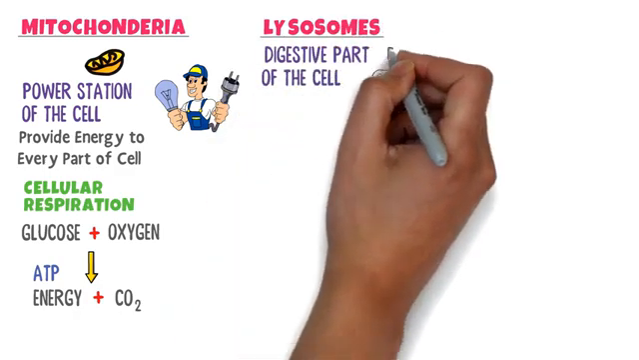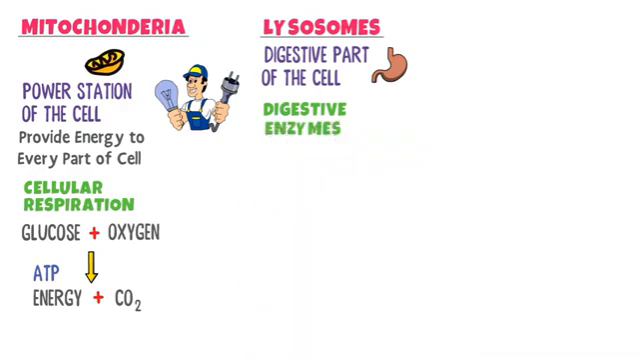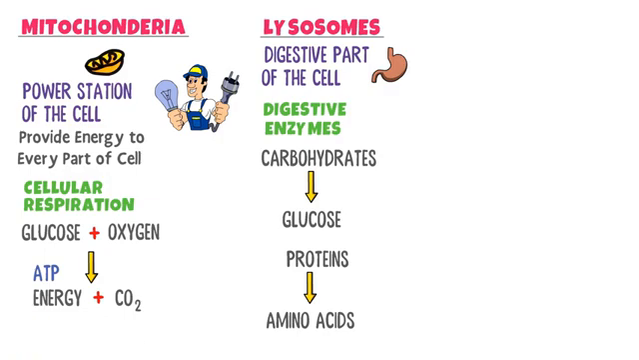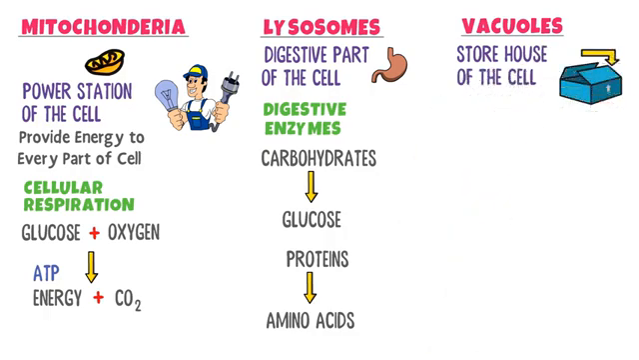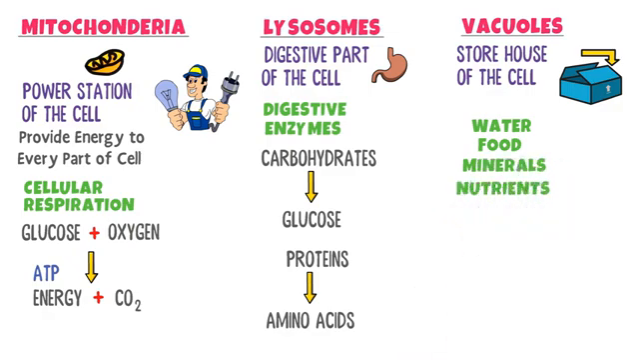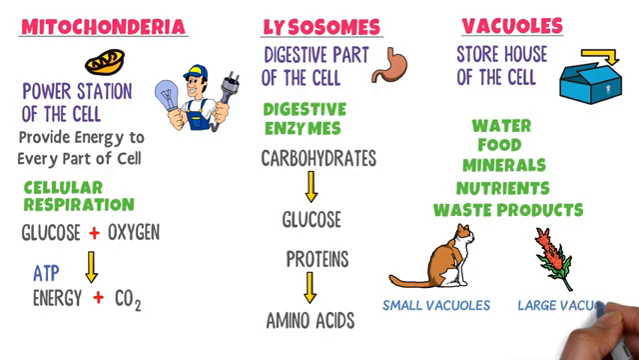Now, what is lysosome? Well, it is the digestive part of the cell. It contains digestive enzymes. Here, food is broken down. For example, carbohydrates are converted to glucose, proteins are converted to amino acids. Finally, what is vacuole? Well, vacuoles are called the storehouse of the cell because vacuoles store water, food, mineral salts, nutrients, waste products, etc. The size of vacuoles may vary in different organisms. For example, in animal cell, there are many smaller vacuoles, while in plant cell, there is only one large vacuole.